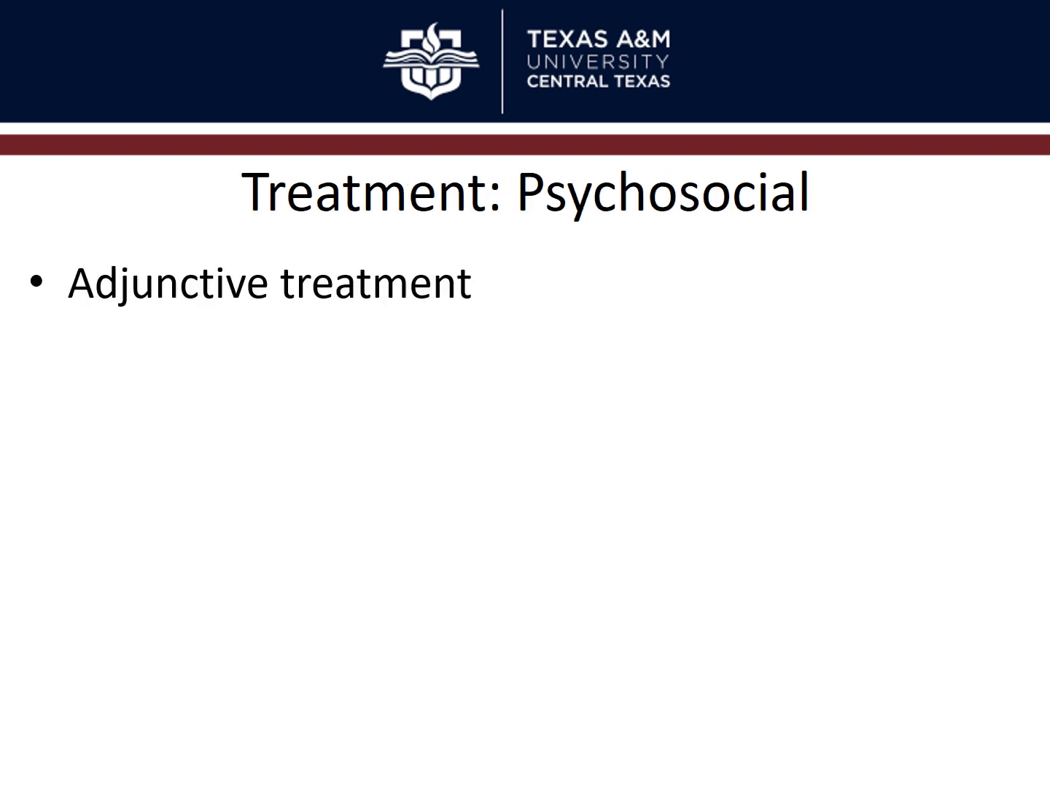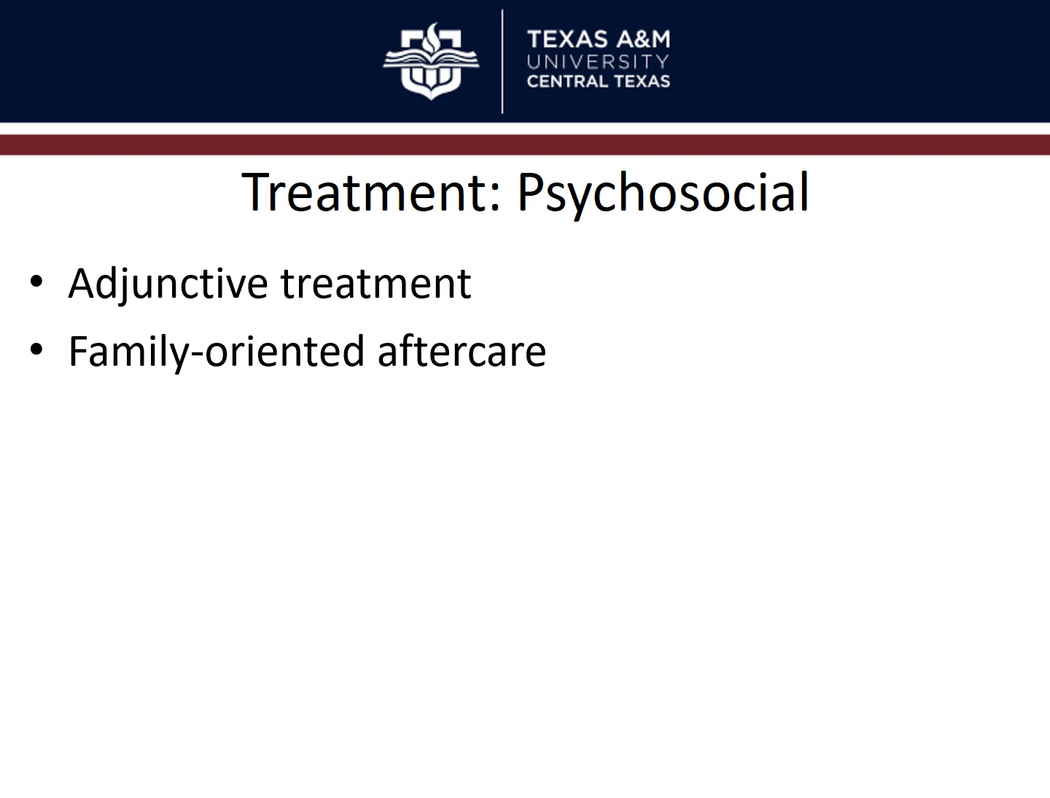Okay, in terms of psychosocial treatments, it's largely adjunctive treatment. So it's not going to be your primary treatment. Somebody who has schizophrenia is unlikely to come to a therapist's or counselor's office to do talk therapy and not be on some sort of medication. So typically, medication is frontline, and then we're also going to do this adjunctive therapy as well.